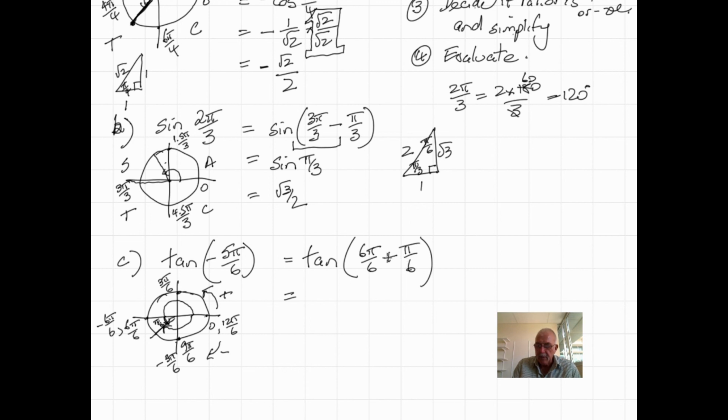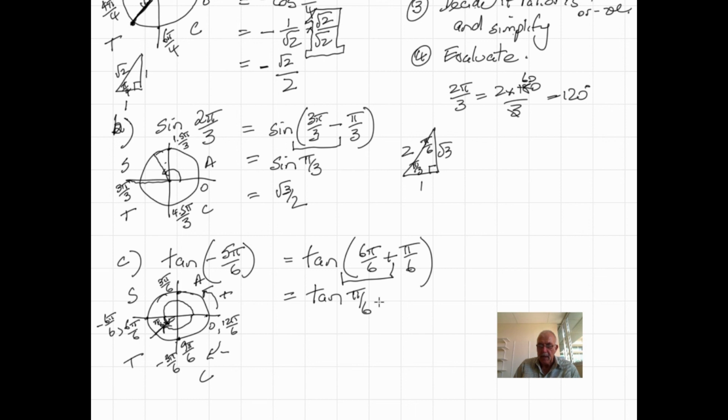We then put our CAST down, and we say, right, what quadrant are we in? We're in this quadrant here, and in this quadrant tan is positive. So we put positive tan. We don't have to put the positive because it's understood to be positive. We then drop this bit, including the sign there. So it'll be just tan of pi on 6.